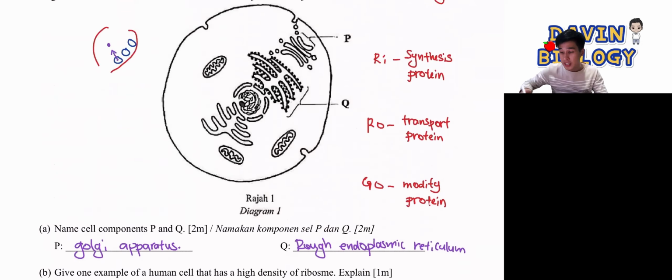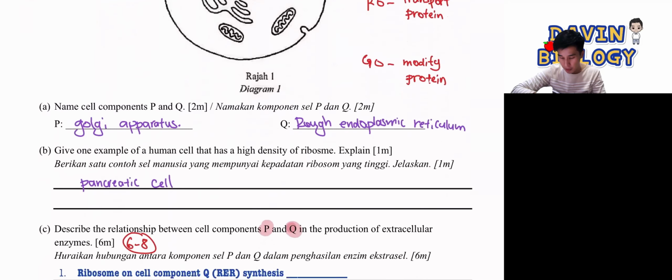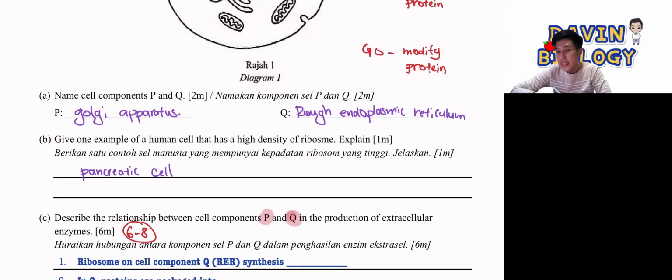Okay, let's start first. Now number 1, we start with the ribosome on your rough ER first, because protein is the first thing you need. So point number 1, I first mention: ribosome on cell component Q, which is your rough ER, synthesizes protein. Okay, come on guys, we write this together.